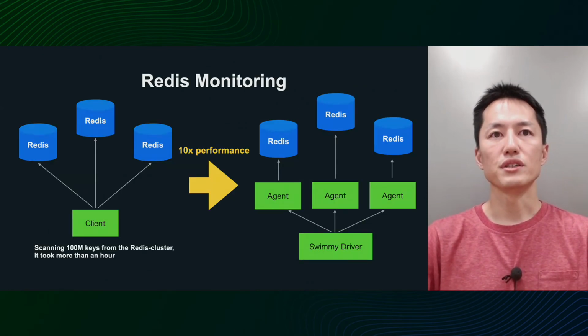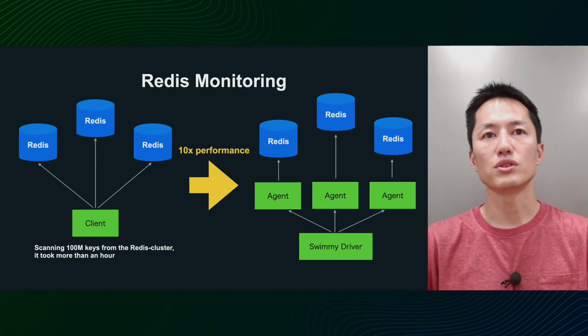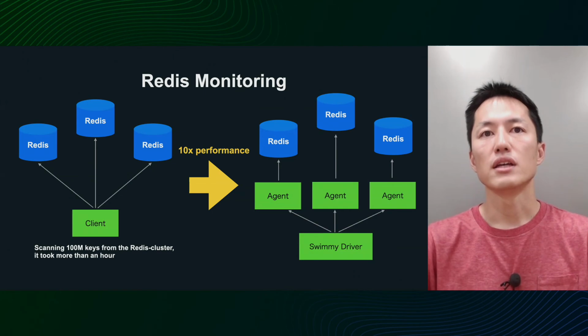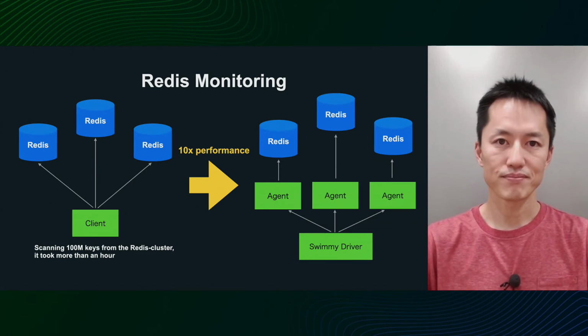When scanning hundreds of millions of keys from a Redis cluster consisting of dozens of units, it would have taken an hour if simply executed from a single client. But by preparing the same number of agents as the connection targets and accessing them simultaneously, it was possible to complete the process in 5 minutes. That's a 10-fold increase in speed.